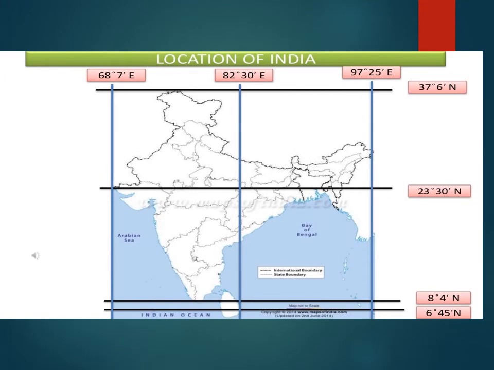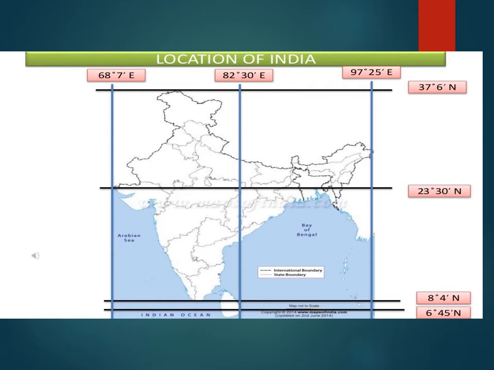Now this map will help you to understand the easternmost and westernmost longitudes of India. The easternmost longitude, meaning the one passing through India, is 97 degree 25 minute east longitude. You can see that it's touching Arunachal Pradesh. That is the easternmost longitude of India. The westernmost longitude is the one passing through the western side of Gujarat. You can see that is 68 degree 7 minute east longitude.